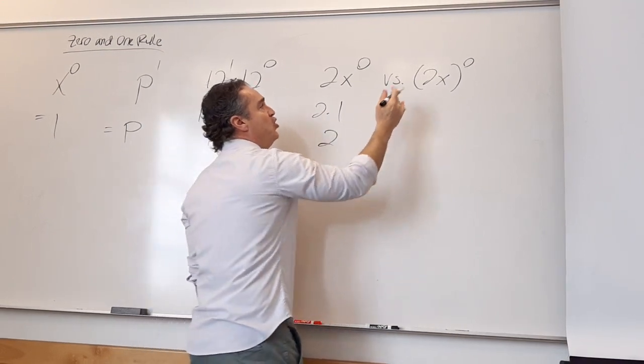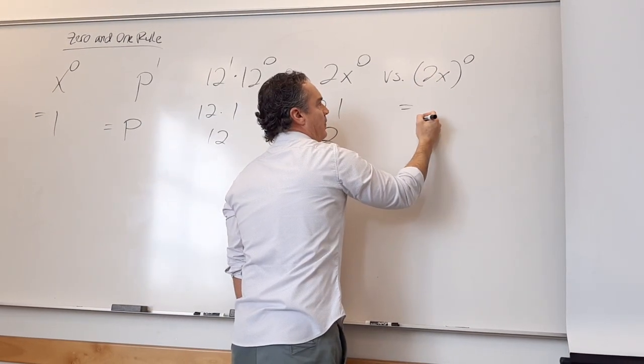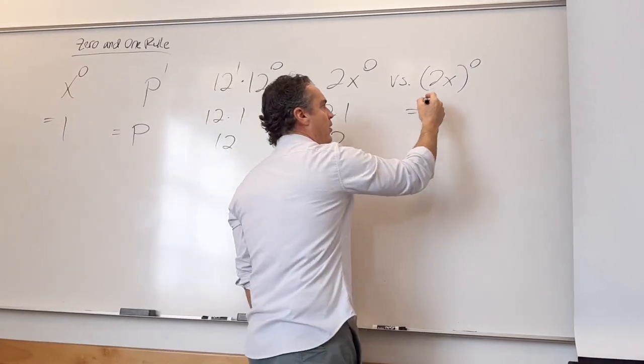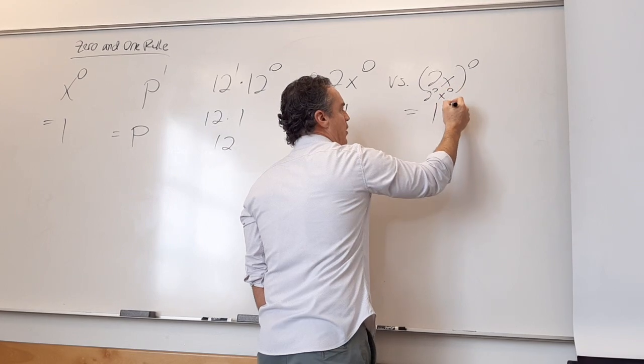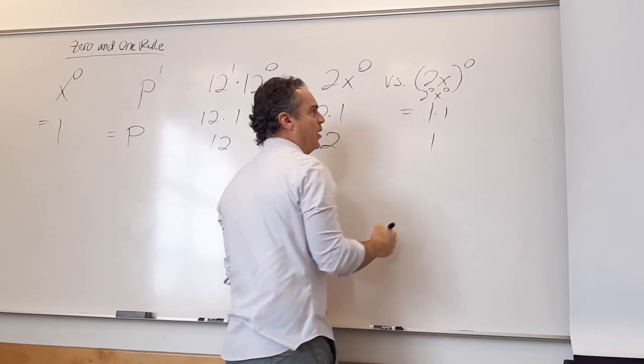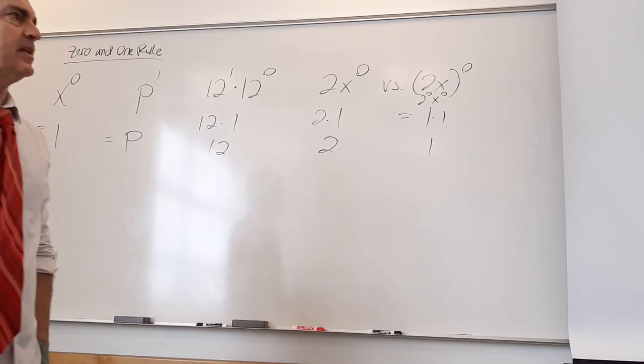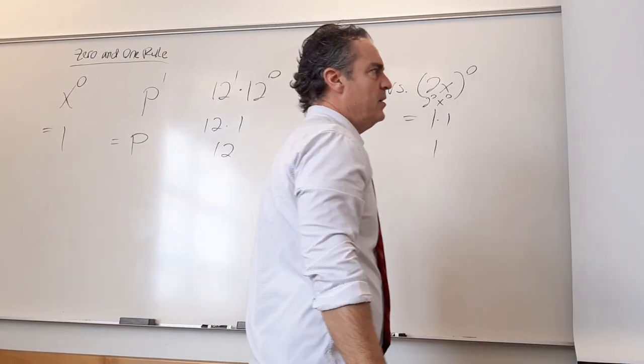Whoa. Okay? But (2x) to the 0 would equal what? The whole thing would just be 1 because everything in the parentheses would receive the power. You would have 2 to the 0 and x to the 0, which would end up being 1 times 1, which is 1, right? Okay. So we don't have that example on there, but I just threw that in as an extra one. You guys cool?